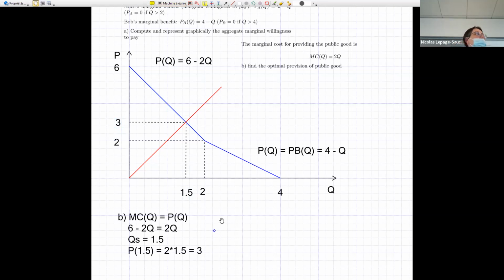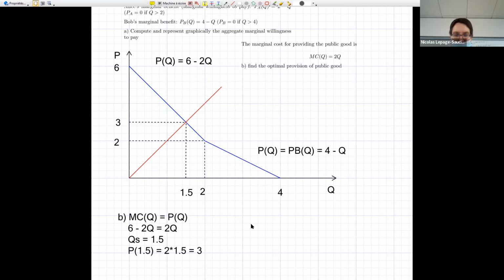Questions about this? No. So again, to know whether you have to use this segment or that segment, just compute a marginal cost of 2. You would get that this would be 4. So then you know that, oh, probably I went too far. So the answer would be on that side. So then you know that you use this segment. All right, so that was B.